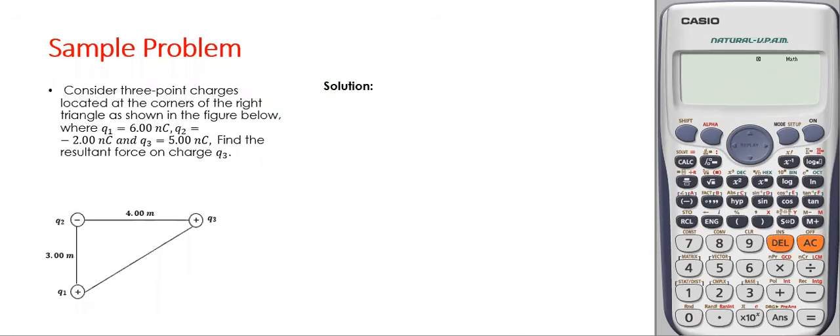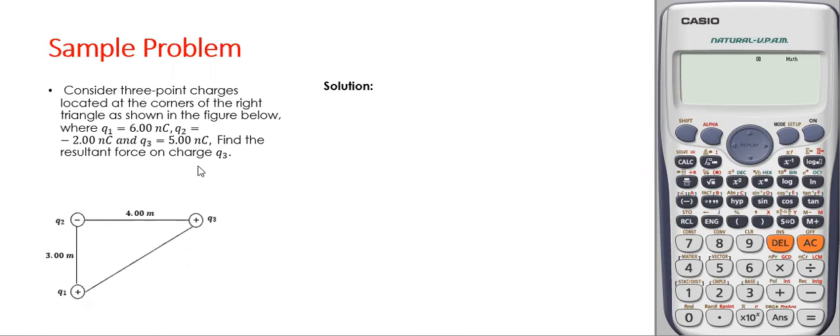Consider 3-point charges located at the corners of the right triangle, as shown in the figure below, where Q1 is equal to 6 times 10 raised to negative 9 coulomb, Q2 is equal to negative 2 times 10 raised to negative 9 coulomb, and Q3 is equal to 5 times 10 raised to negative 9 coulomb. Find the resultant force acting on charge Q3.